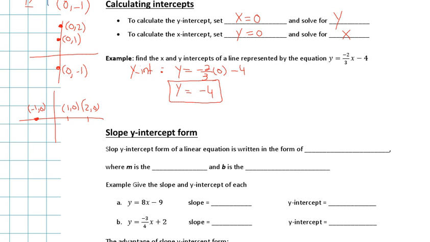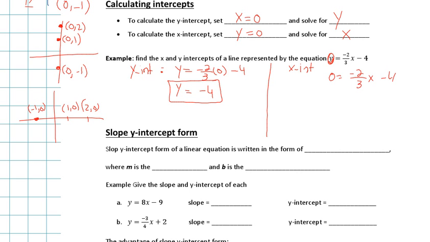Now if I want to find the x-intercept, what do I have to do? Put the value y = 0. So I replace y with 0 and solve for x. In this case, it's going to require more work.